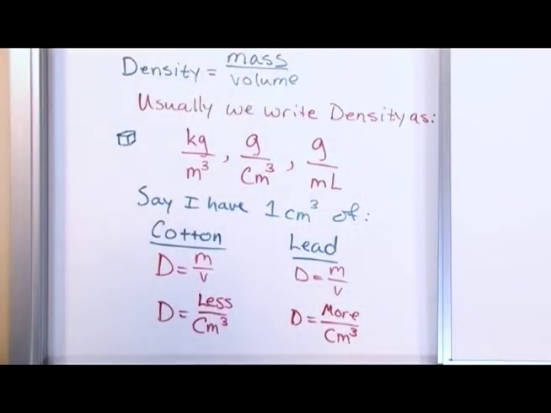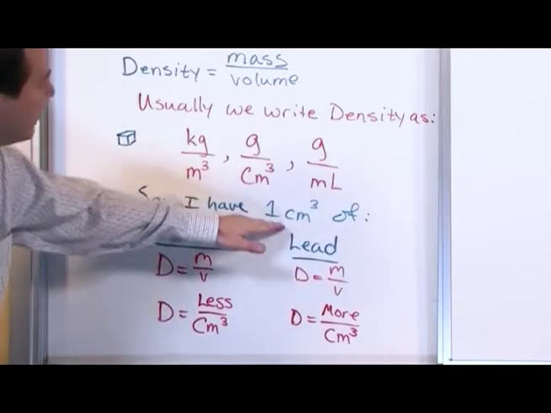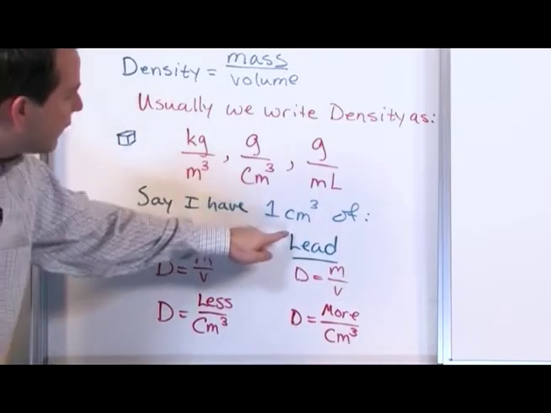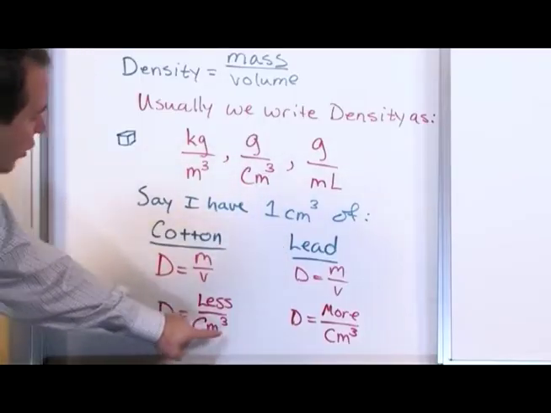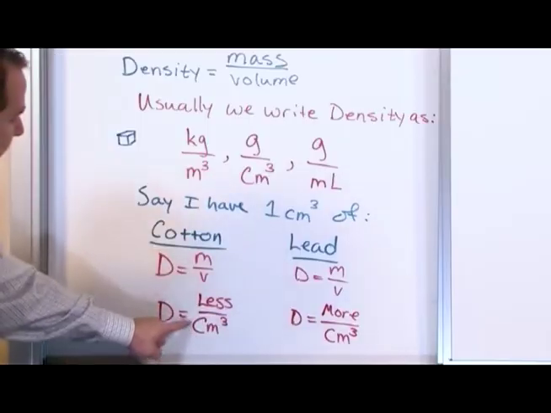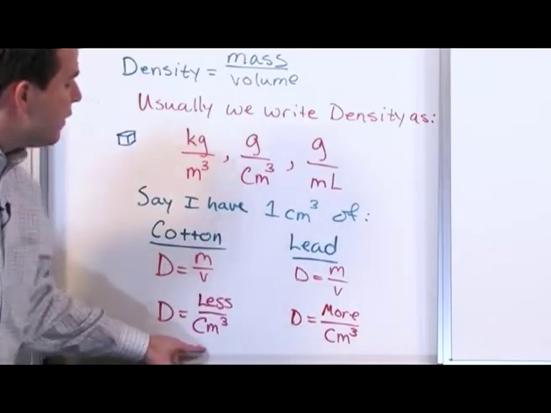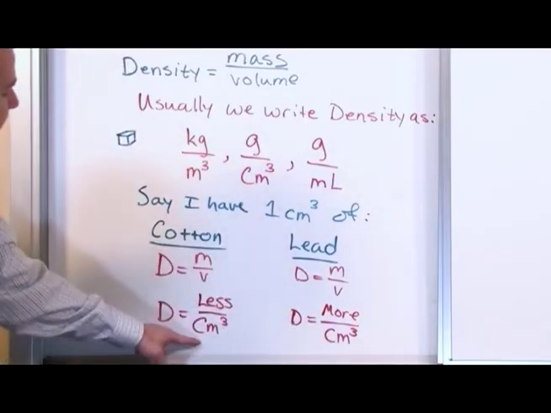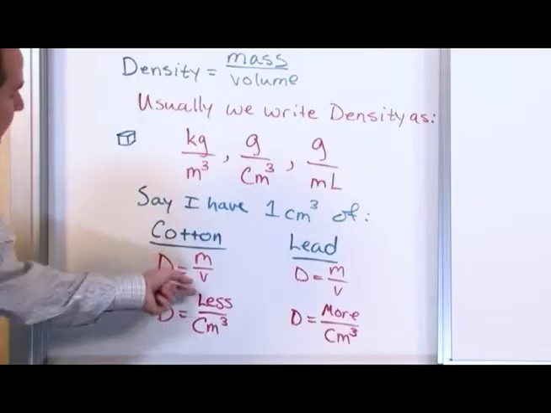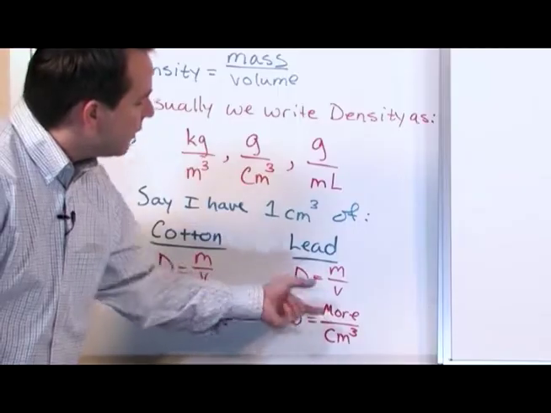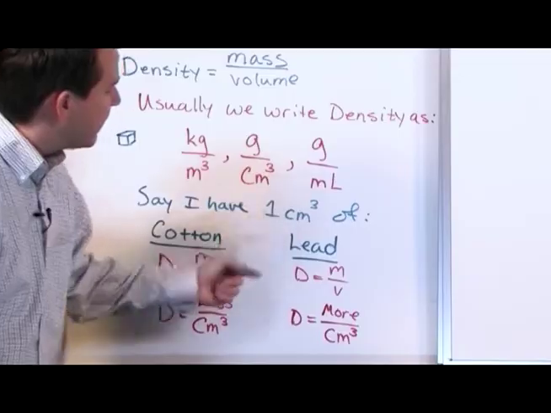So make sure you understand what I'm doing here. What I'm saying is if I have 1 cubic centimeter, the same volume of cotton and the same volume of lead, the volume is represented here in the bottom. There's an implied 1 out here in front because it's 1 cubic centimeter in each case. So if I have 1 cubic centimeter in both cases, then I'm going to have less mass, that's what the M is, when I'm talking about the cotton. I'm going to have, relatively speaking, more mass of the lead.